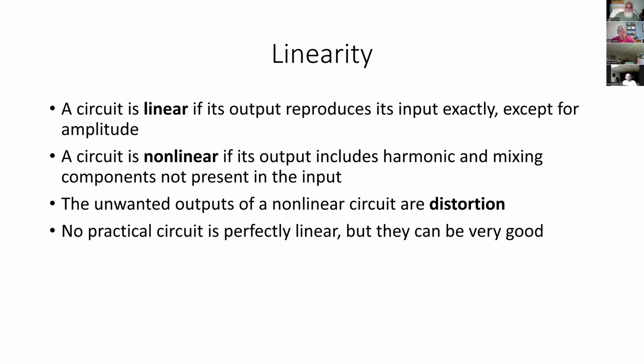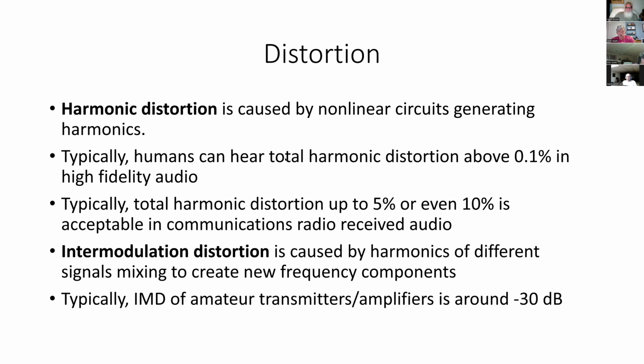Now, no circuit with tubes or transistors or integrated circuits is going to be perfectly linear, but you can make circuits that have a very good approximation to perfect linearity. In other words, the distortion products are very small compared to the desired output. Keep that in mind, because we'll talk a little bit about distortion. Harmonic distortion is caused by nonlinear circuits generating harmonics, in other words, multiplying the input frequencies by 2, 3, 4 times, etc.